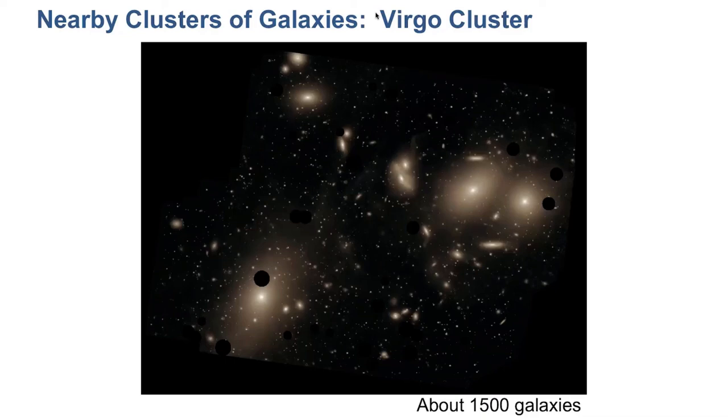There are a bunch of very large elliptical galaxies, some spiral galaxies. These holes are just regions where we have blocked out local stars that are in the foreground so that you can see only the galaxies in the Virgo cluster itself. And you can see it's way more dense than the local group of galaxies. There are hundreds and thousands of galaxies in this particular cluster.